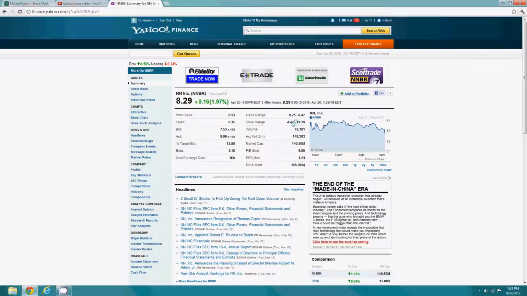But at the 52-week range, you can see it's $4.47 on the downside, so it's the lowest it's been in a year, and $19.39 on the high side, the highest it's been in a year. So basically, I have a chance to either lose $4 or gain $10. So that's how I can tell if it's a good or bad stock.